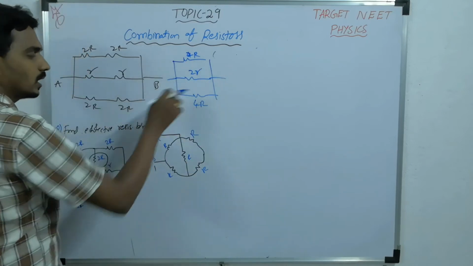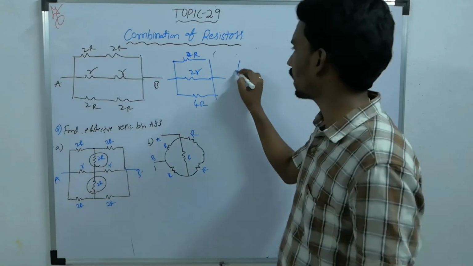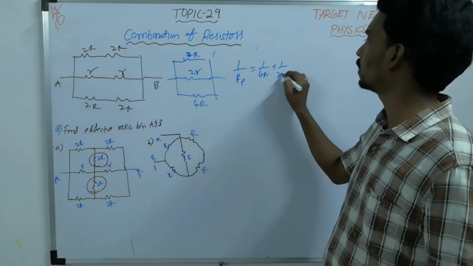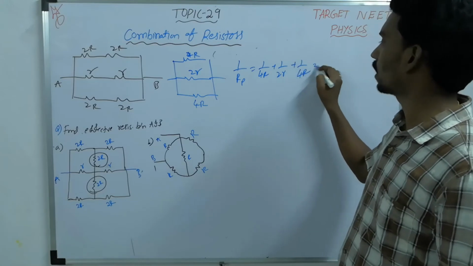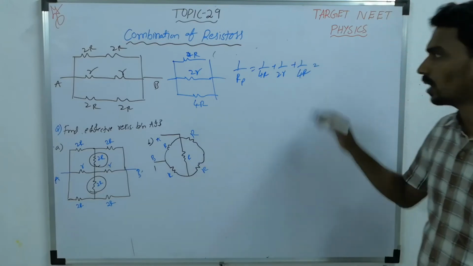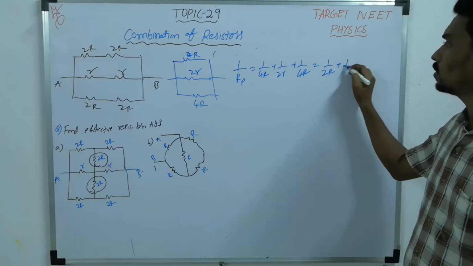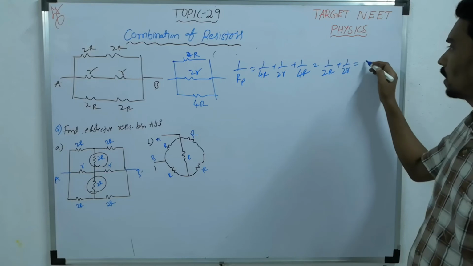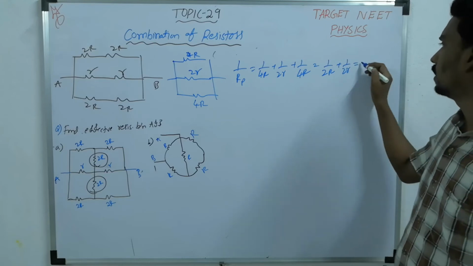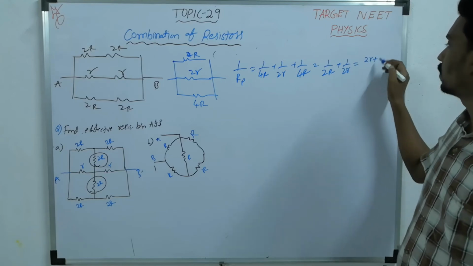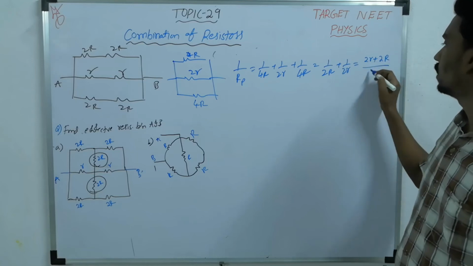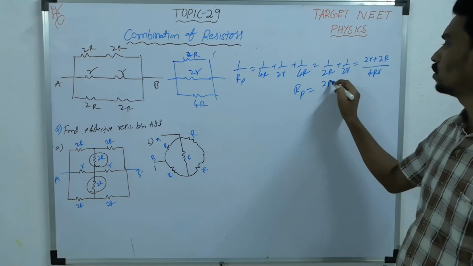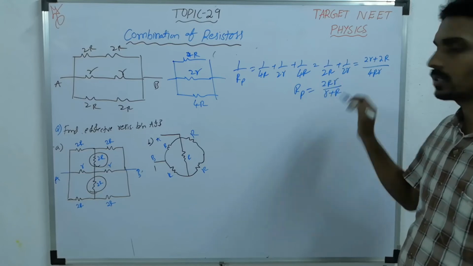Now you take these three in parallel. So what will the final resultant become? 1 by 4R plus 1 by 2R plus 1 by 4R. 1 by 4R plus 1 by 4R is 1 by 2R, and 1 by 2R plus 1 by 2R. If you take 1 by 2 common, it is 1 by R plus 1 by R. Then 2R plus 2R by 4RR. So what is the resultant resistance? 2RR by R plus R.